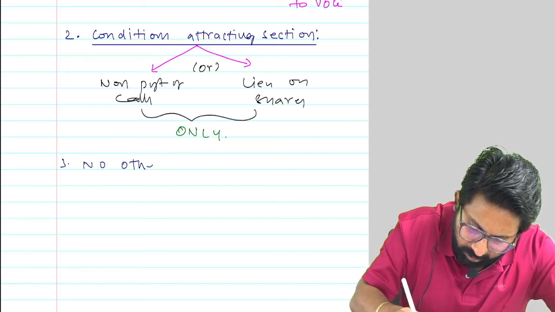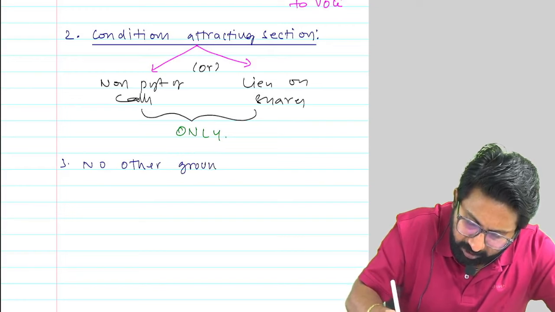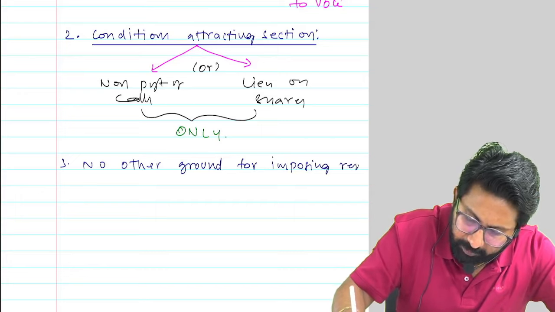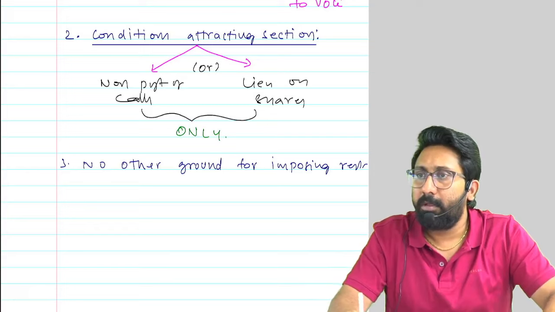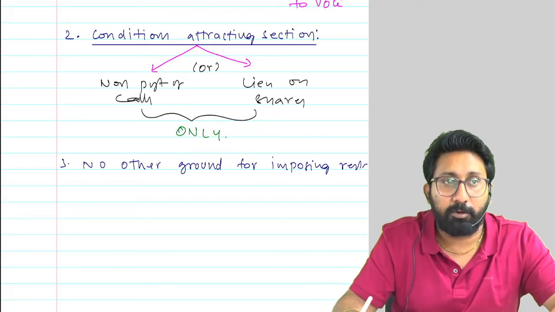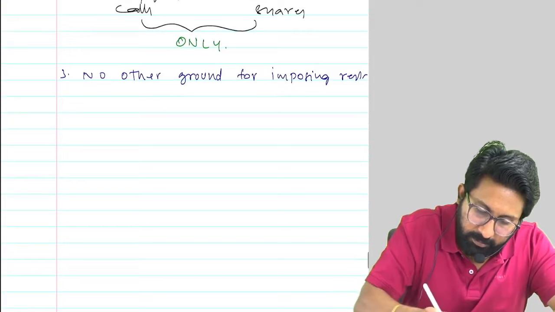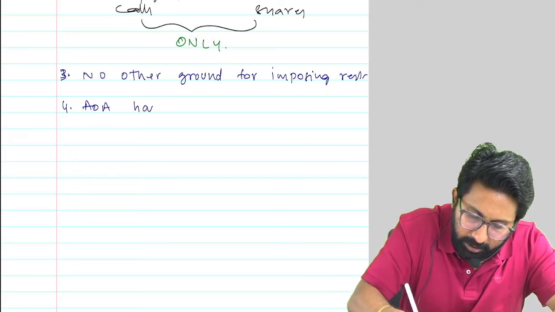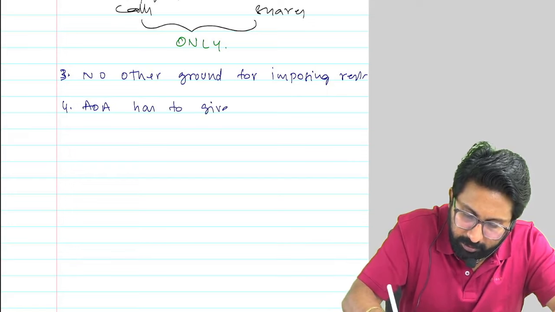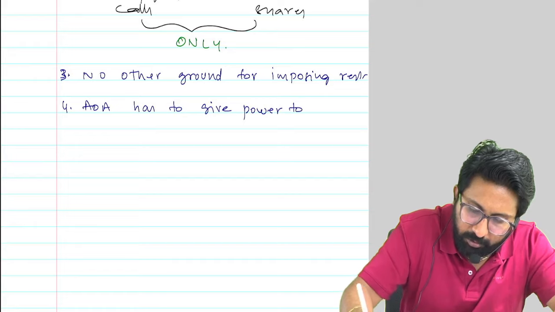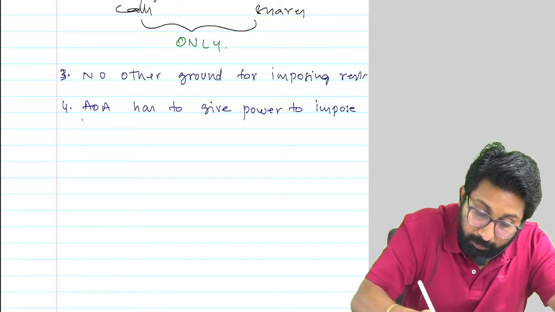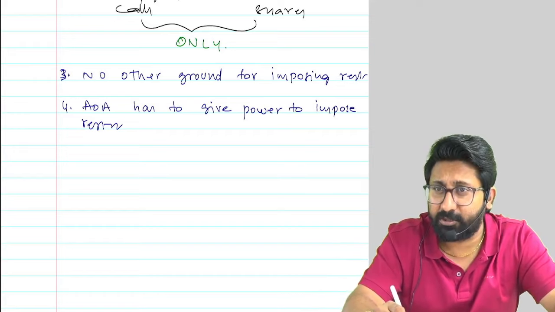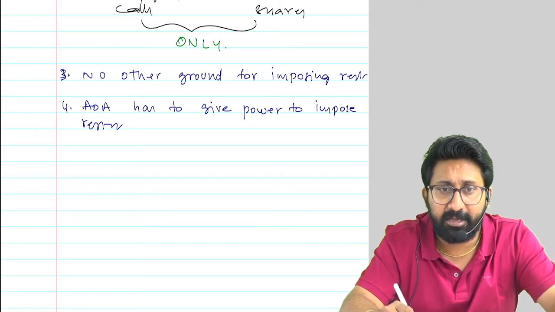Number three, no other ground for imposing restriction. Number four, the AOA has to give power to impose the restriction.